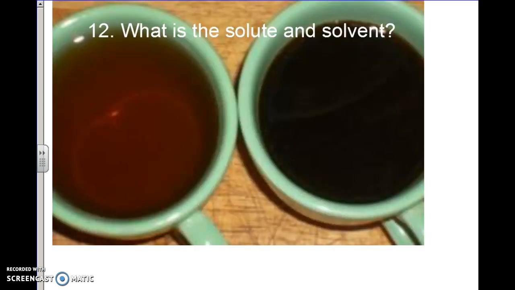So in this problem, which cup of coffee, we have 2 cups of coffee, and it's asking what is the solute and what is the solvent. So in a cup of coffee, the solvent would be water, and the solute would be the coffee grounds or the coffee beans.